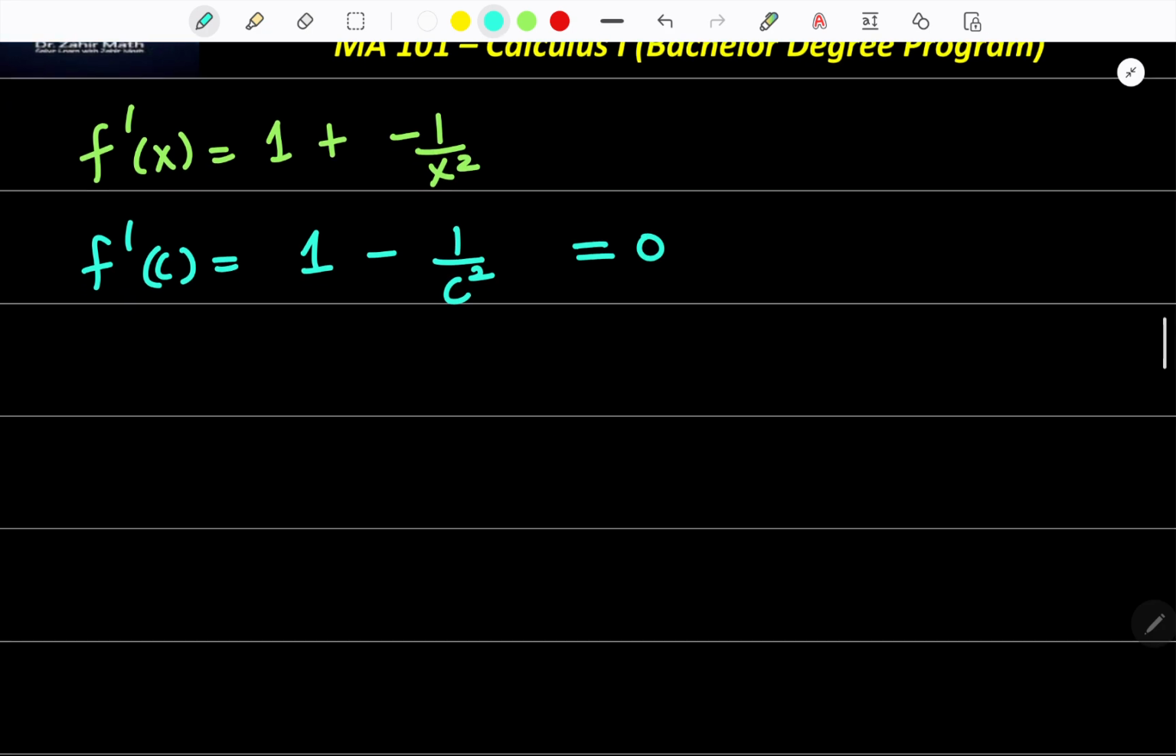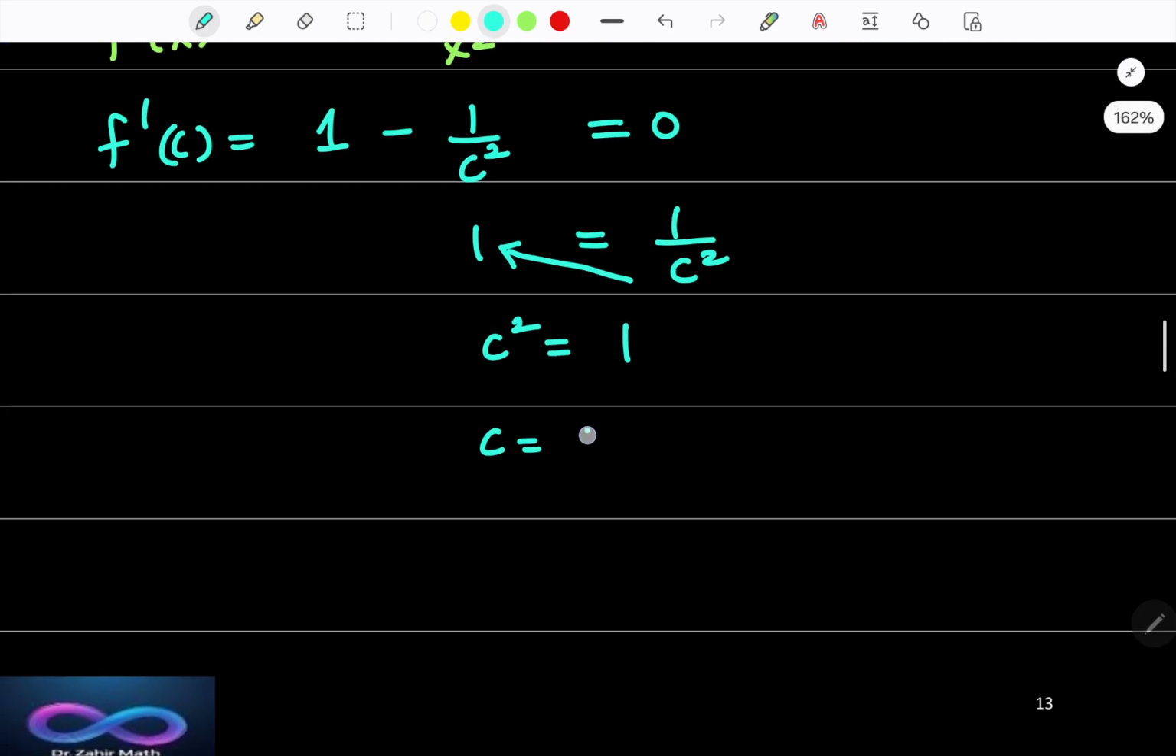So what happens now? 1 equals, you take that side or this side, whatever you like, no problem. So 1 equals 1 by c square, right? So c square is equal to 1. So c is equal to plus 1 or minus 1. You know very well, c square is 1 means c is equal to plus or minus 1.